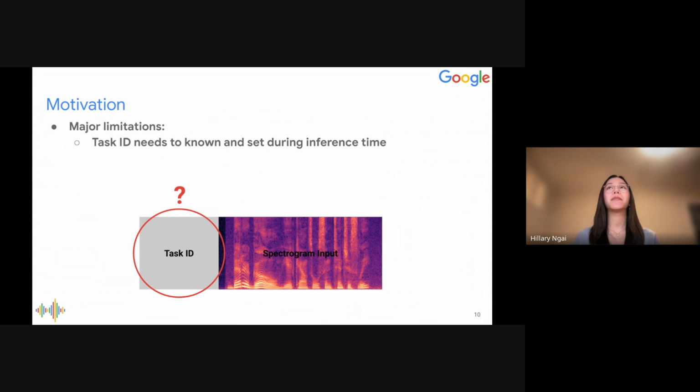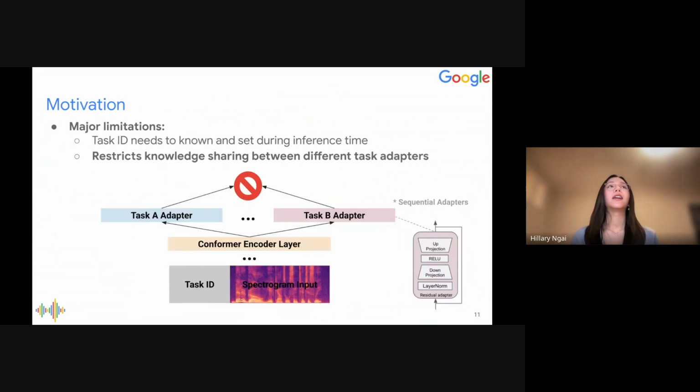So some of the major limitations of this approach are that the task ID needs to be known and set during inference time, which is not always the case. Another limitation is that this approach restricts the knowledge sharing between adapters trained on different tasks, therefore impeding the model's potential for enhancing generalizability.